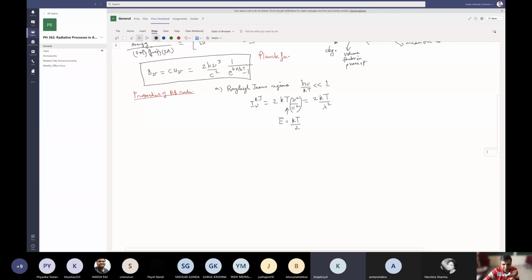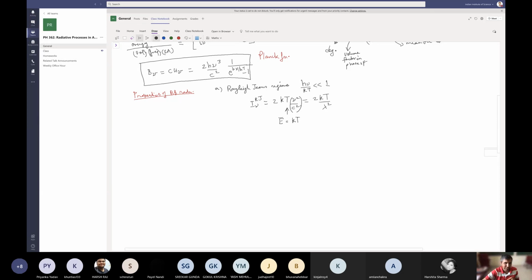Of course, sir, I think kT by 2 is for non-relativistic only. That is correct. Actually, we are considering photons. So just a sec, it can be kT. Yes, that just comes from half m v squared. So if you consider kT as the energy in every degree of freedom, you have 2 polarization degrees, and you have this nu squared as the volume in phase space.